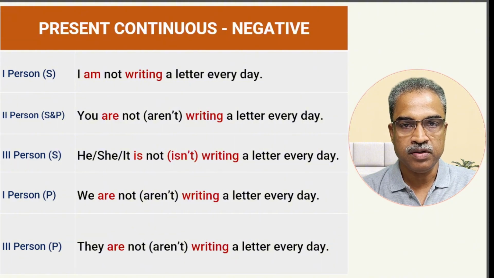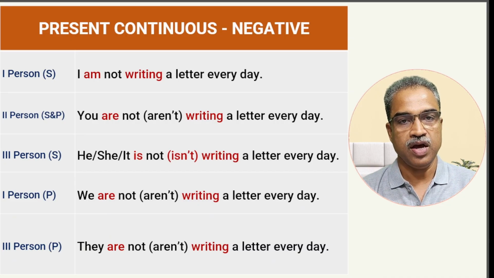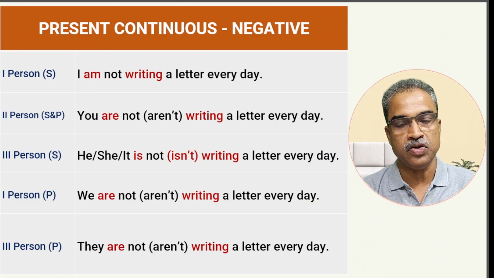Coming to the first person plural, that is we. Whenever we use the subject we, again it is we are writing. It changes into we are not writing. We are not writing, or else we aren't writing. Earlier we saw he, she, it is not writing. Is not, when we contract, it becomes isn't. So he isn't writing a letter. She isn't writing a letter. It isn't writing a letter. And we aren't writing a letter. You aren't writing a letter.